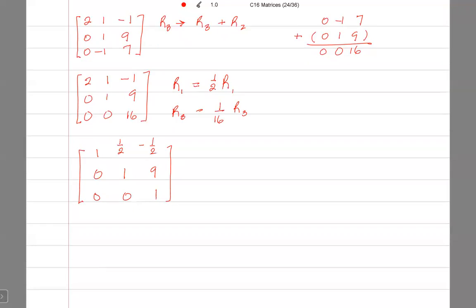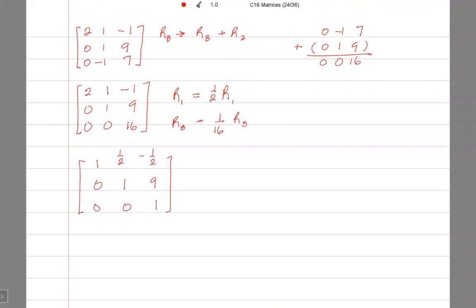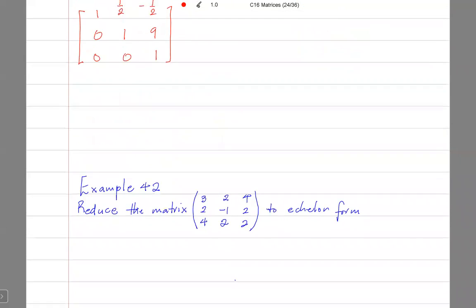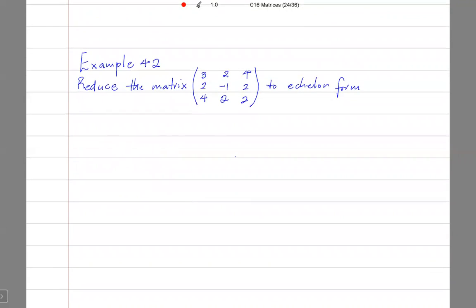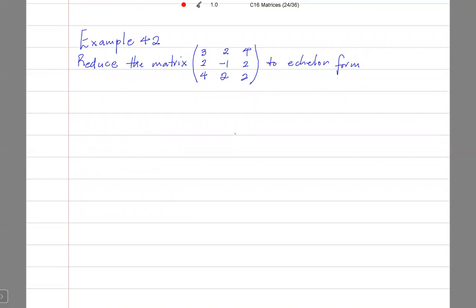So now my leading diagonal elements are all 1s. All the elements below the leading diagonal are 0. The matrix A has now been row reduced to echelon form. Let's have a go at example 42. Example 42 is asking us to reduce the matrix with rows 3, 2, 4, 2, minus 1, 3, 4, 2, 2 to echelon form.